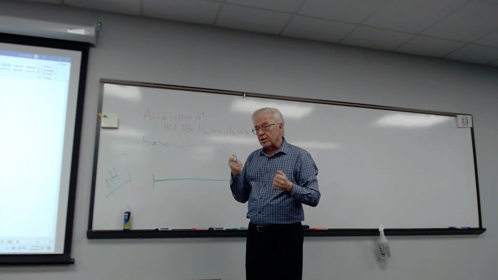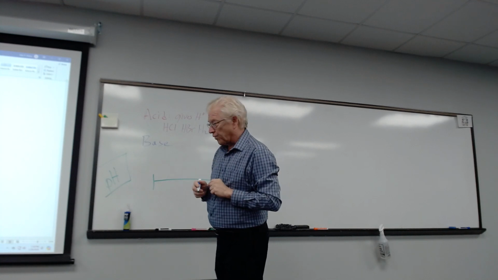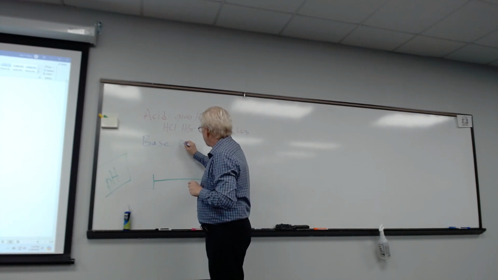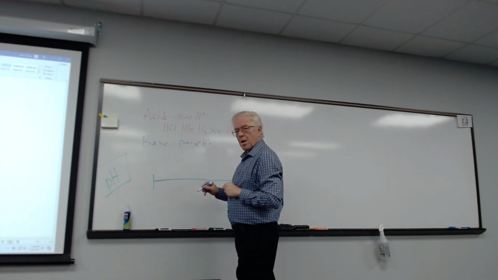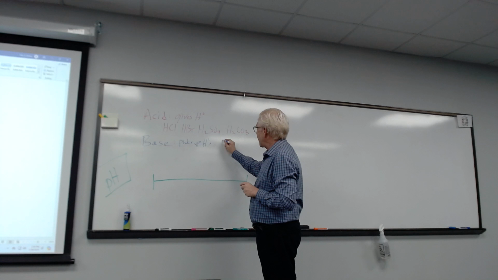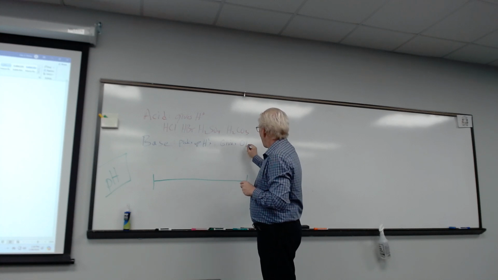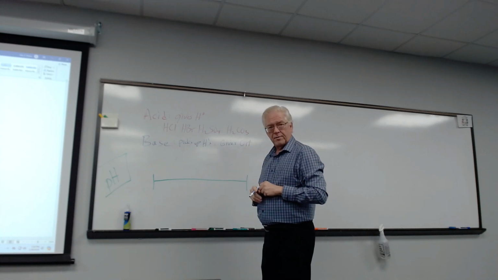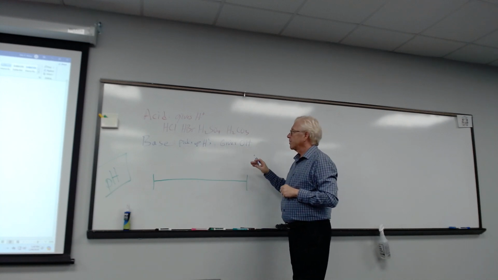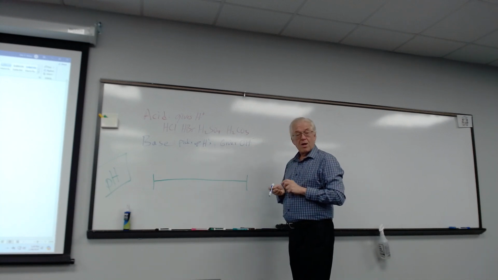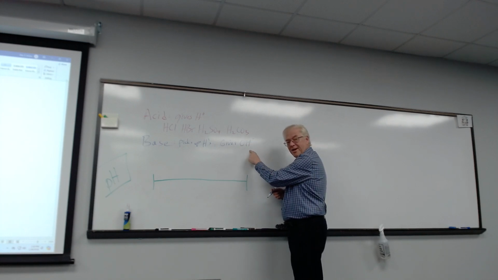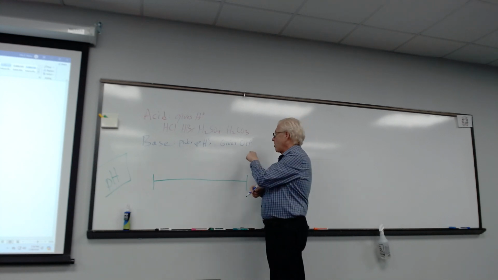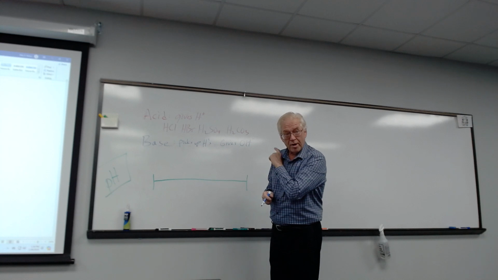What is the definition of a base? Well, I've got two definitions for you. It picks up H's, but the other definition that I like is that it gives off OHs, hydroxides, which are OH with a negative. Why is it a negative? Because O is -2, H is +1. What's -2 and +1? -1. Okay? We call this a polyatomic ion, more than one atom.